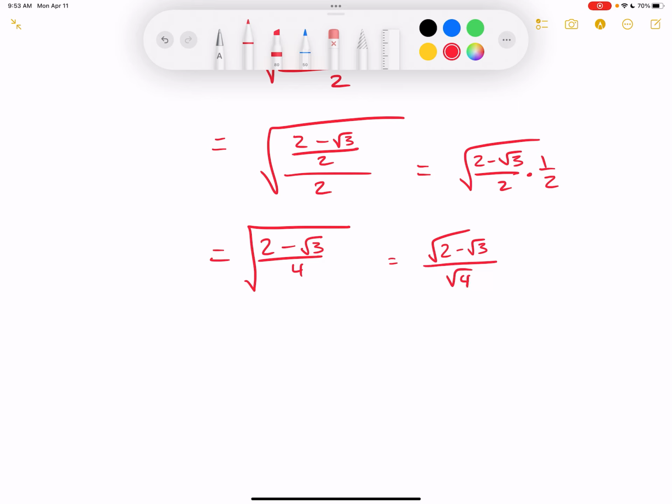But that's something you could skip in your steps if you feel confident that you know what you're doing with that. So then top's going to still be the square root of 2 minus the square root of 3. And then the bottom, just going to take the square root of 4, which is 2. If I can write today, that'd be great. There we go.